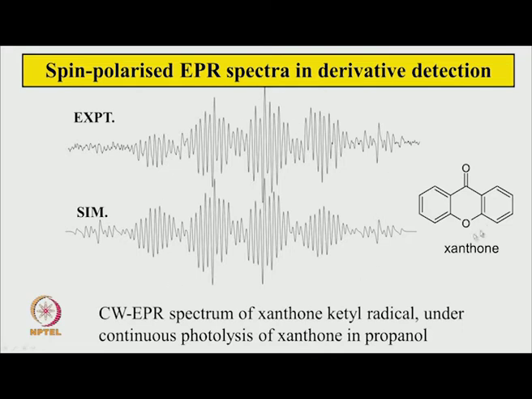Here this is the xanthone molecule, and a continuous photolysis was done in isopropanol, and this is the steady state EPR spectrum. You can see the derivative lines here. Now, you can compare the intensities with the expected spectrum: this bunch of lines is sort of matching with this one, but the corresponding bunch of lines is absolutely not seen, and they are buried in the noise level. In other words, the left to right symmetry is lost here.